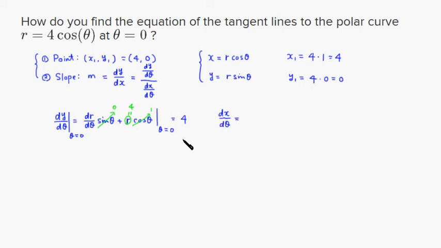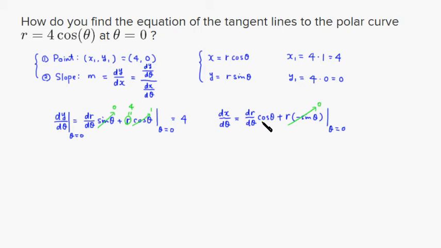This one is going to be the same deal. You have dr over d theta times the cosine of theta, plus r times the derivative of cosine, which is negative sine of theta. Then you evaluate it at theta equal to 0. Here sine of 0 is 0, so this whole thing is going to go to 0.